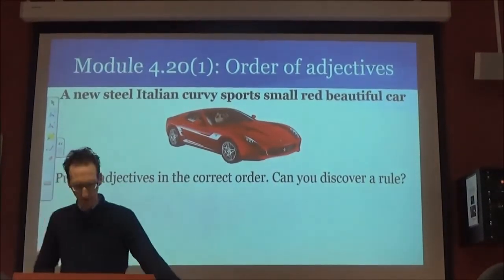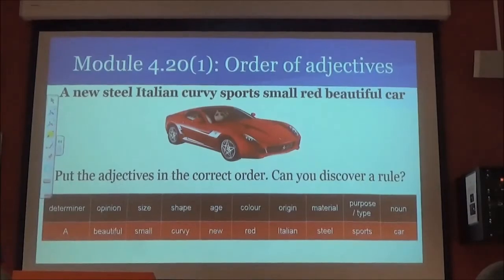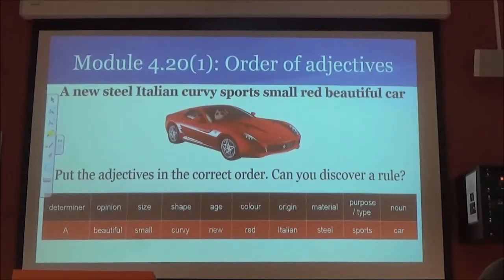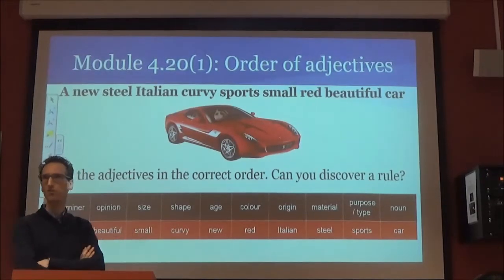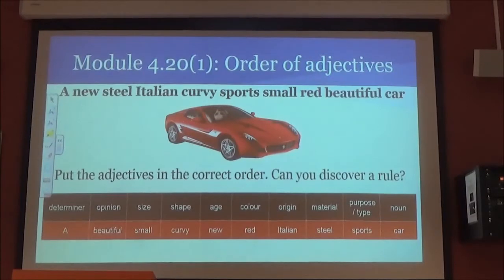Shall we just look at it? I'll just give you the answer. There we go. It's a beautiful, small, curvy, new, red Italian steel sports car. Now, what makes this so difficult is that, of course, you never use 1, 2, 3, 4, 5, 6, 7, 8 adjectives to describe something. Not in front of a noun, of course. So in reality, it'll be easier to find out what the right order will be.